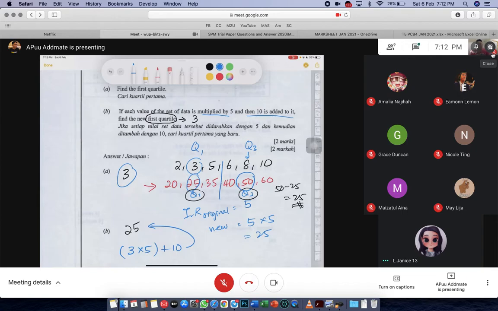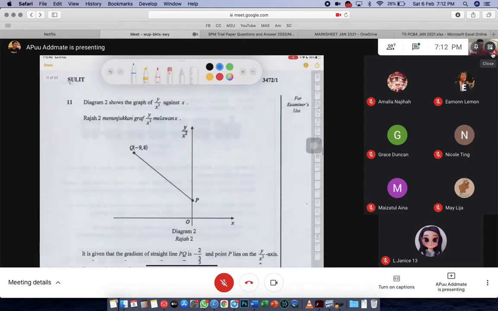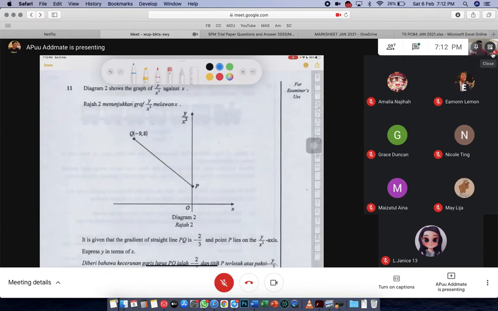Alright, okay. Alright, so after question 11, kita tengok question 10, kita tengok question 11. Question 11, also not that difficult, okay? Kita tengok soalan 11. You are given a straight line graph, okay? So this one later on you must remember y equals to mx plus c, okay? Linear to become non-linear, non-linear to become linear, okay?